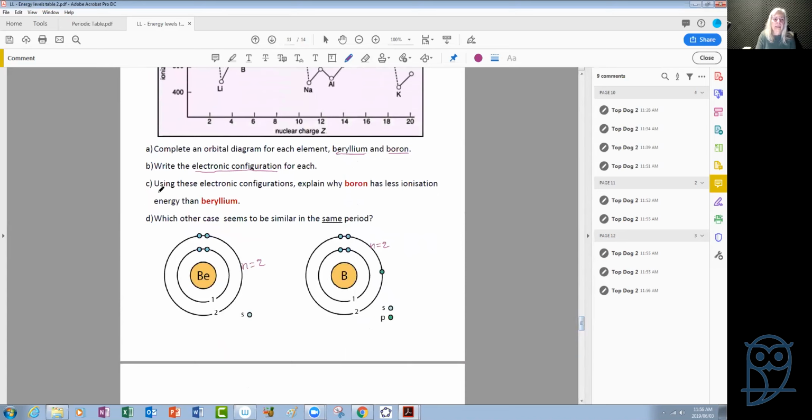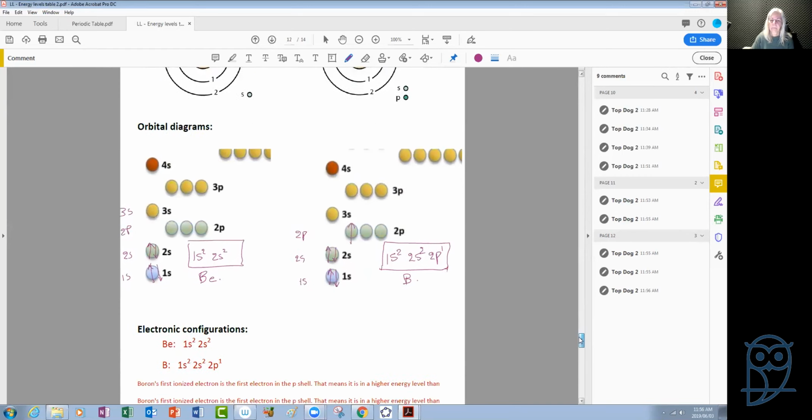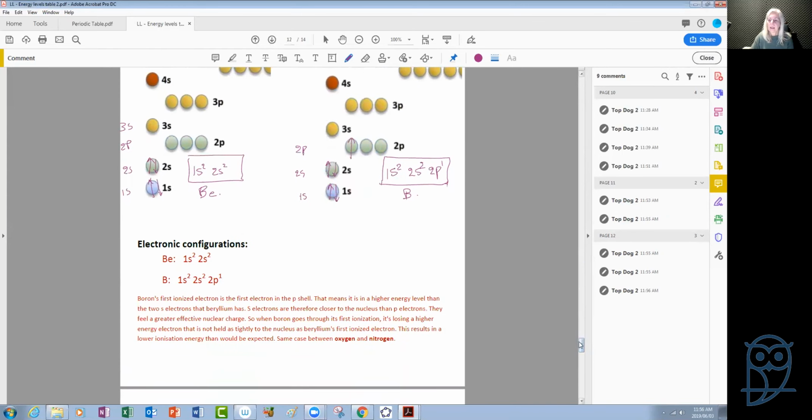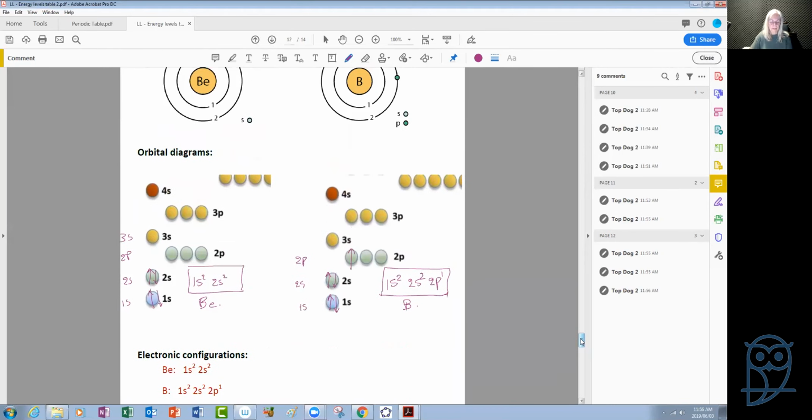Next, they ask, using these electronic configurations, explain why boron has less ionization energy than beryllium. Okay. Explain why boron has less ionization energy than beryllium.